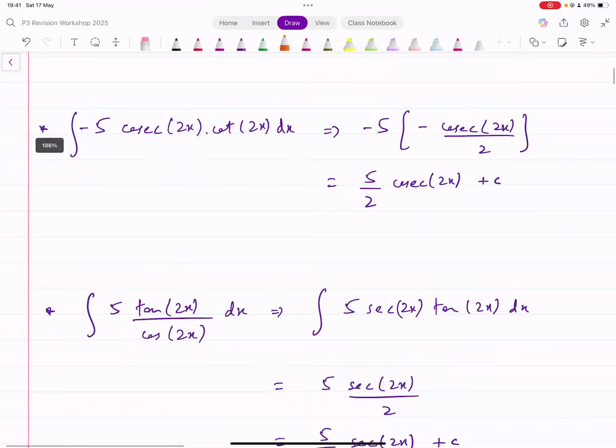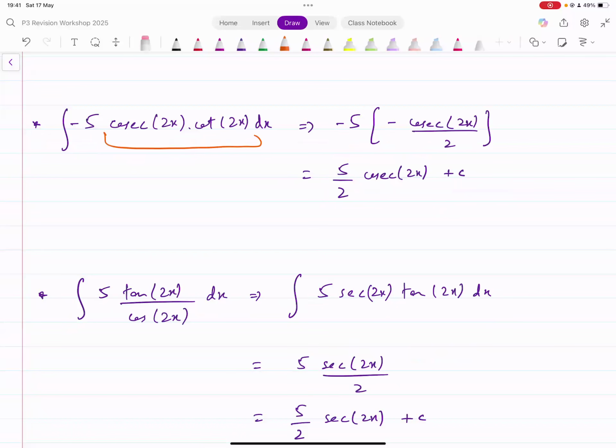Minus 5 into cosecant of 2x into cot of 2x. What about this? This is given in the formula sheet directly. If you do not remember that there's a rule that exists for this directly, then you would think of integrating this by parts and you would get stuck. You would not be able to do it. Okay. This can be integrated directly.